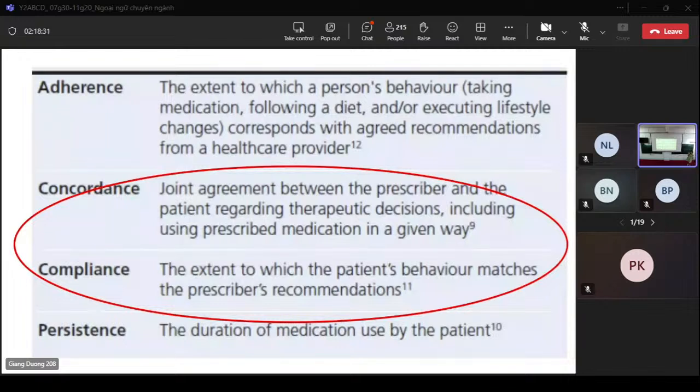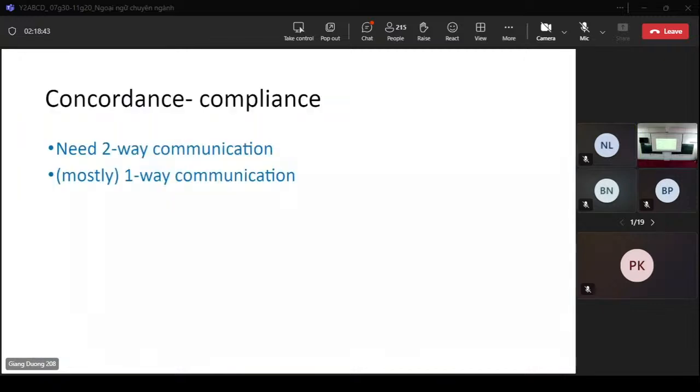The reading text today focuses on two keywords, concordance and compliance. Concordance, that is the joint agreement or two-way communications agreement between the doctor and the patient. But compliance, that's mostly one-way communications of agreement. Got it? Các bạn hiểu cái nghĩa gốc của concordance và compliance chưa?